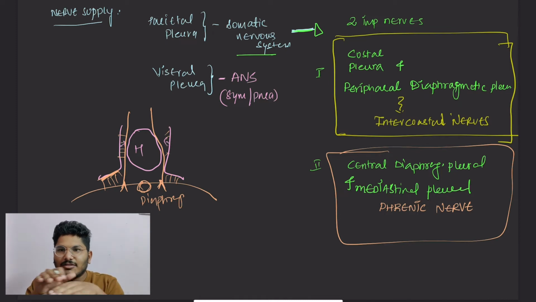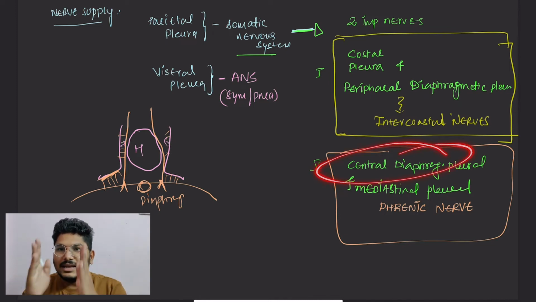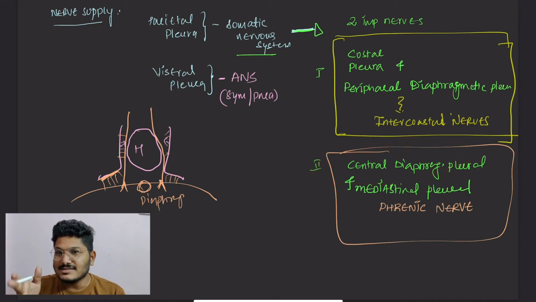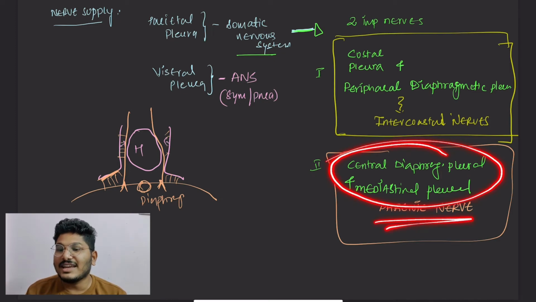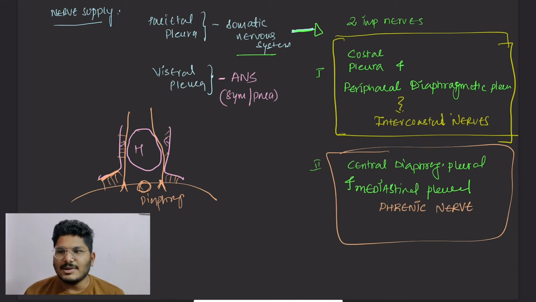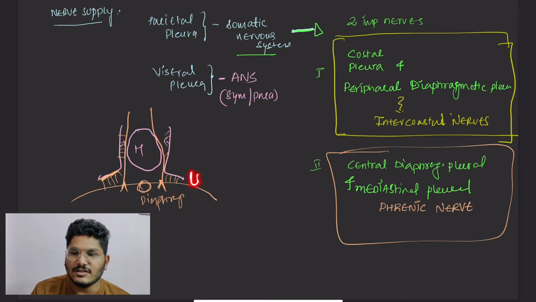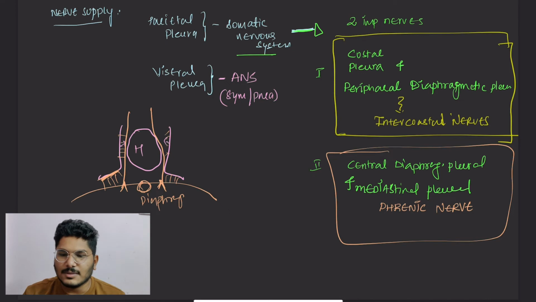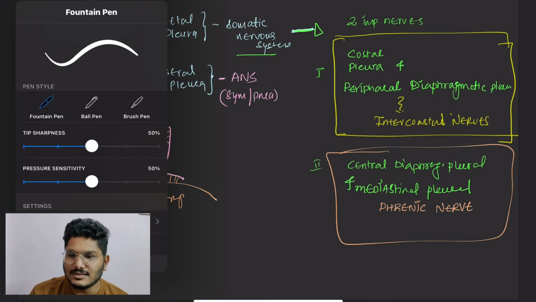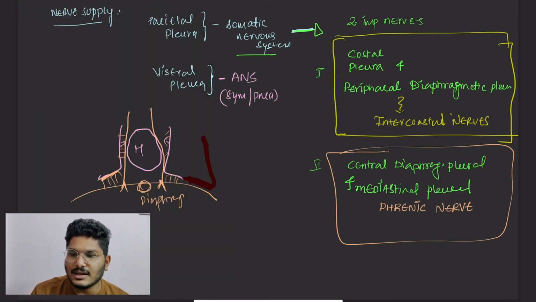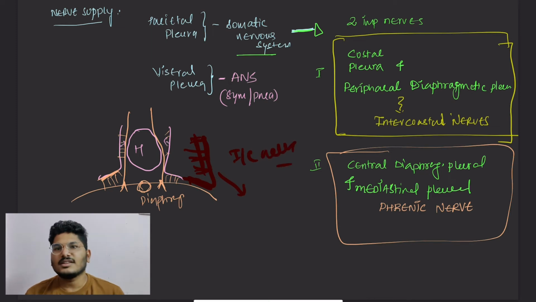Number two, the central diaphragmatic pleura and the mediastinal pleura, the medial surface of the lungs, are supplied by the phrenic nerve, which runs along the mediastinum itself. The main anatomical concept is the heart: the right border of the heart is related to the right phrenic nerve, and the left border of the heart is related to the left phrenic nerve. So that way we can remember that the phrenic nerve supplies the diaphragm, number one, and also supplies the mediastinal pleura and the central diaphragmatic pleura. Whereas the peripheral diaphragmatic pleura and the costal pleura are supplied by intercostal nerves. This is about the nerve supply of the pleura.